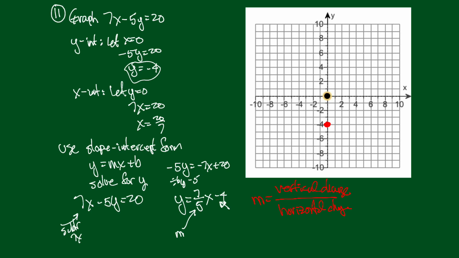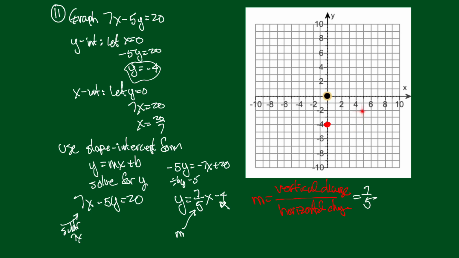So here's what we have: 7 over 5. So I'm going to start at a point on the graph, this one up here. Right? I start at that point. Bottom number is the horizontal change, positive 5. So I'm going to go 5 to the right. The top number is the vertical change. It's positive, so I'll go up. So I'm going to start at this point, go 5 to the right and 7 up.